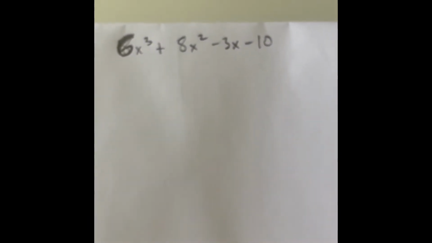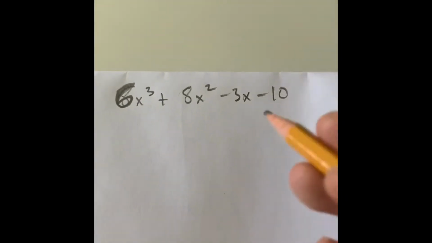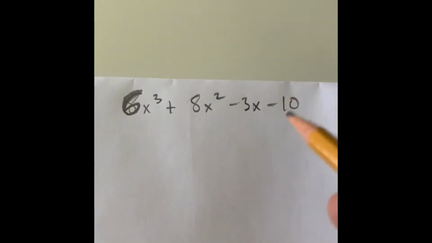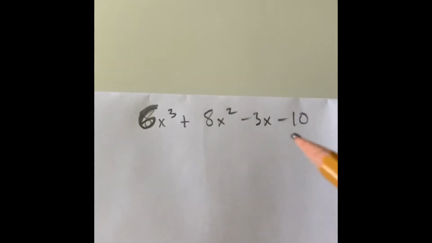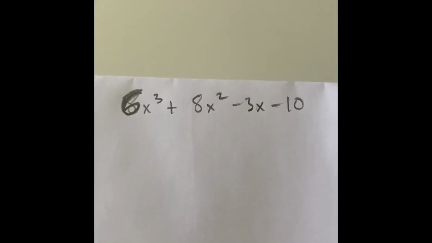Hey, today we're going to work on the rational roots theorem, and it's basically the theorem where you find what the possible rational roots are for a polynomial. So let's go ahead and get started. All right, we've got 6x cubed plus 8x squared minus 3x minus 10.